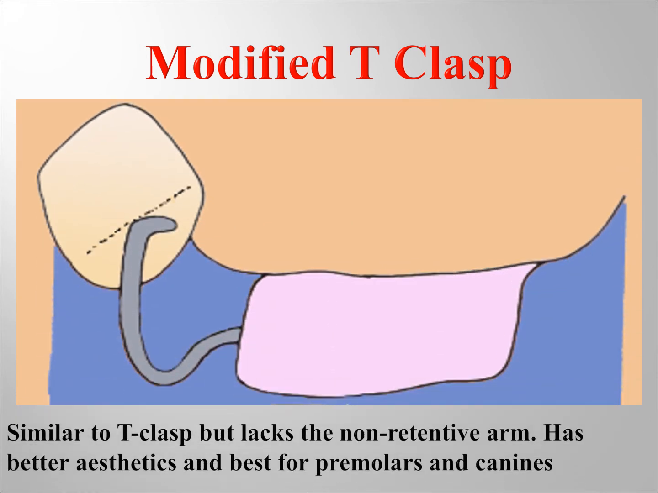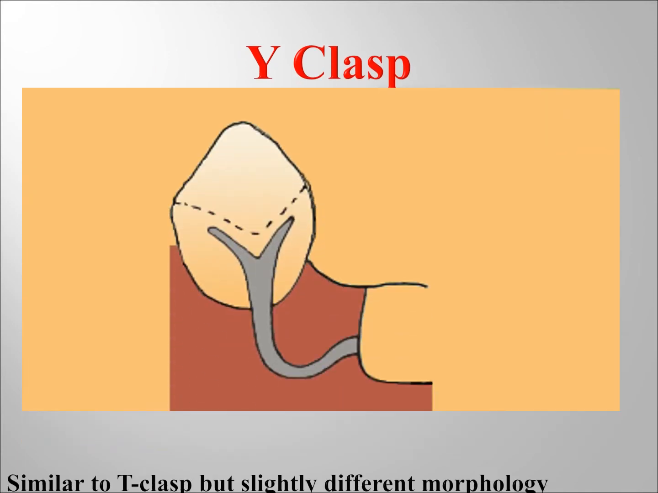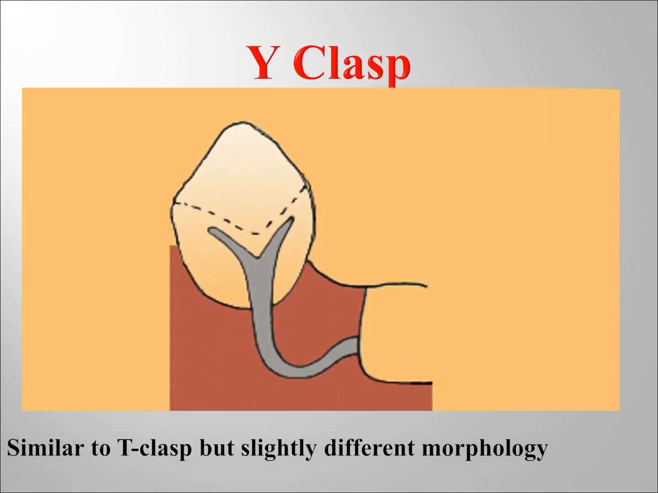This is similar to T, but it lacks the non-retentive arm. It has better aesthetics because it doesn't go anteriorly, it only has half a T, and it's best for premolars and canines. So T is used when the undercut is actually next to the initial saddle. Y, it's shaped like Y, similar to T but slightly different morphology.